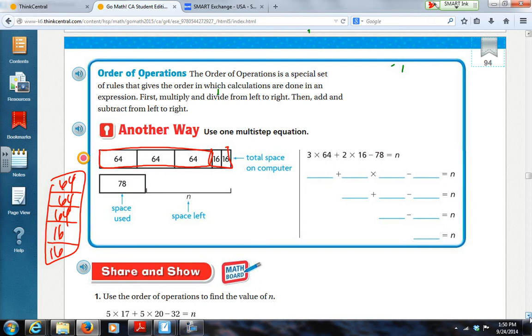What's the problem here? Okay. So, what do I do first? I have this big old long equation right here, or expression as they call it. Look at it. Okay, so I do 3 times 64, which is 192. So I solve 3 times 64, which is 192.